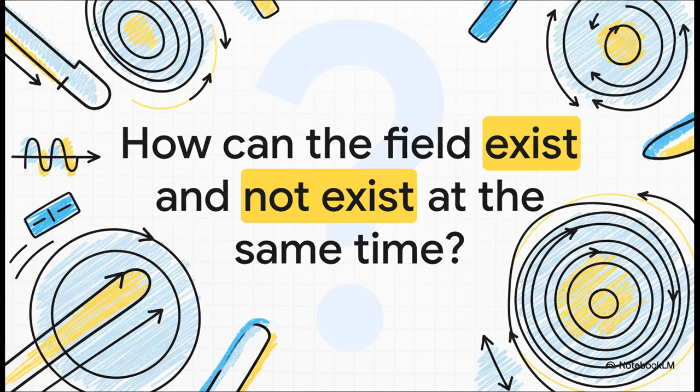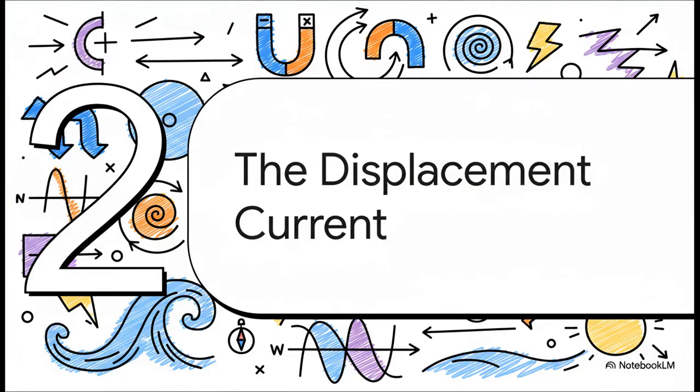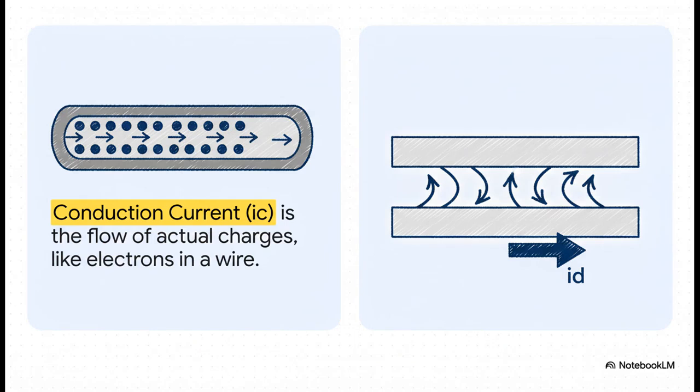The law was broken. So to fix this paradox, Maxwell came up with a really radical idea. He imagined a whole new kind of current, one that didn't involve any moving charges at all. He called it the displacement current. So you really got to get this distinction. Conduction current, which we can call IC, that's the one we're used to. Electrons physically moving down a wire. But displacement current, ID, is a whole different beast.